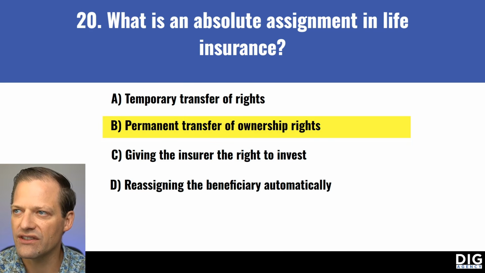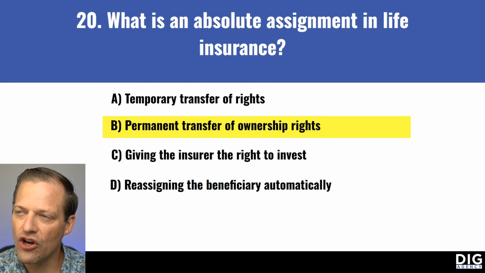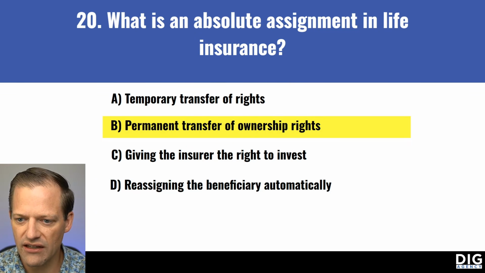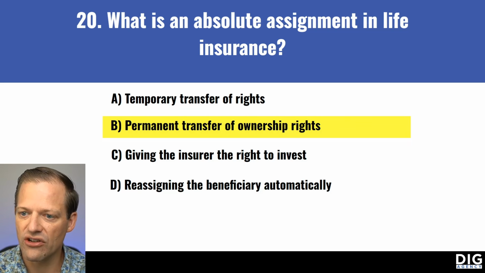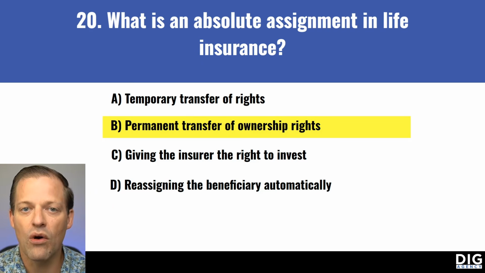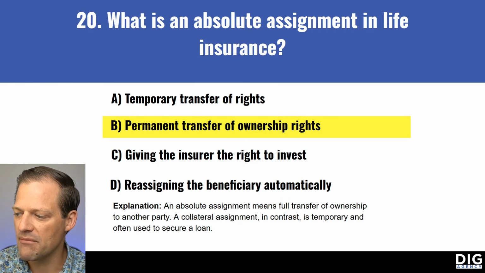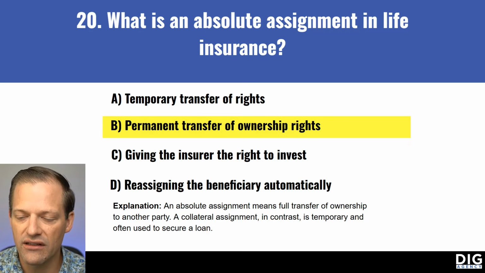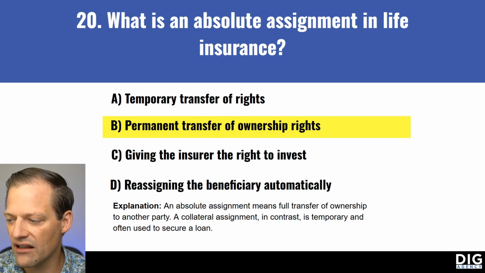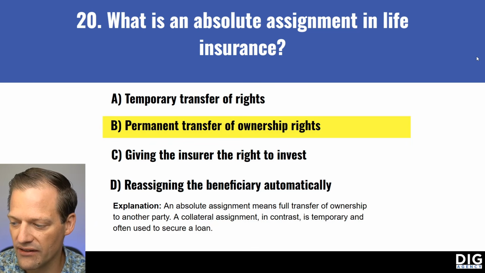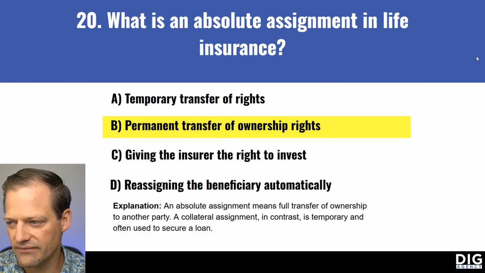So think about this as if, let's say somebody had dementia and you didn't want that person to inadvertently cancel their policy. So if you make the absolute ownership of the policy go to, say, a loved one, but this person's still insured, that protects the integrity of the policy. So maybe something bad won't happen because of that protection. An absolute assignment means full transfer of ownership to another party. The insured person is still the insured. A collateral assignment, in contrast, is temporary and often used to secure a loan.